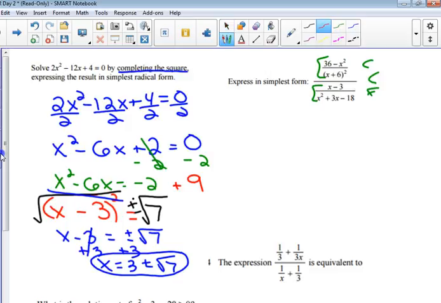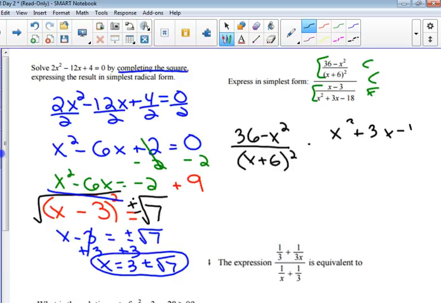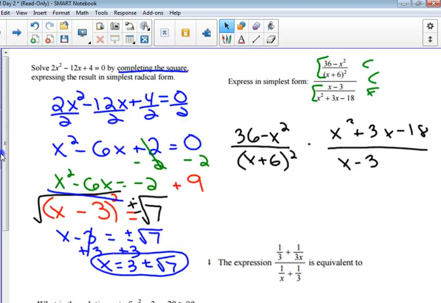Copy our first one: 36 minus x squared over 6, all squared, times. Make sure you remember to flip that bottom fraction. Don't you have to reduce everything? Yes, by reducing we mean factoring, right? Not going cancel crazy here. Make sure we factor everything possible.